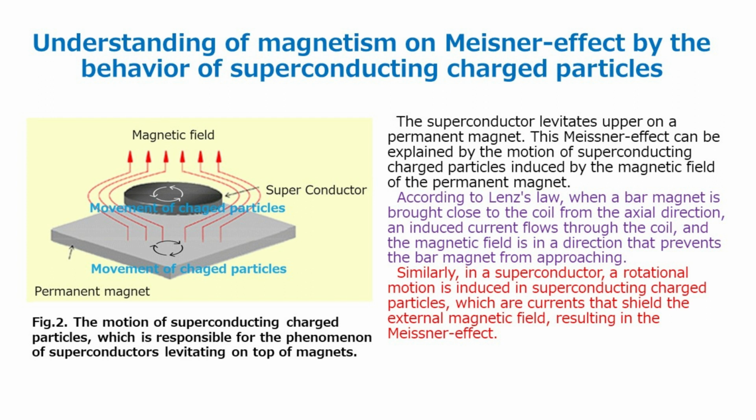This Meissner effect can be explained by the motion of superconducting charged particles induced by the magnetic field of the permanent magnet. According to Lenz's law, when a bar magnet is brought close to a coil from the axial direction, an induced current flows through the coil, and the magnetic field is in a direction that prevents the bar magnet from approaching. Similarly, in a superconductor, a rotational motion is induced in superconducting charged particles, which are currents that shield the external magnetic field, resulting in the Meissner effect.